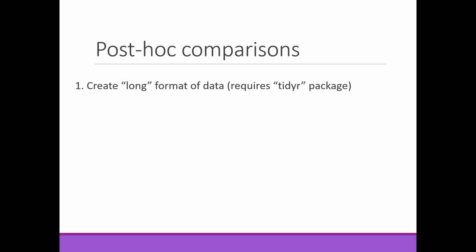First one is to create the long format of the data. Remember that we're working with the wide form of data right now, where each level of our independent variable is represented by a column. And so we see that each time point is its own separate variable. The long format actually collapses that so that the time point is collapsed into one single variable.